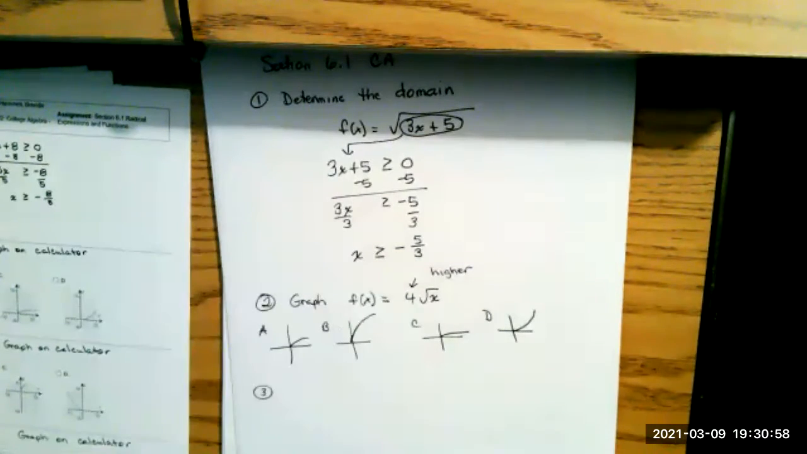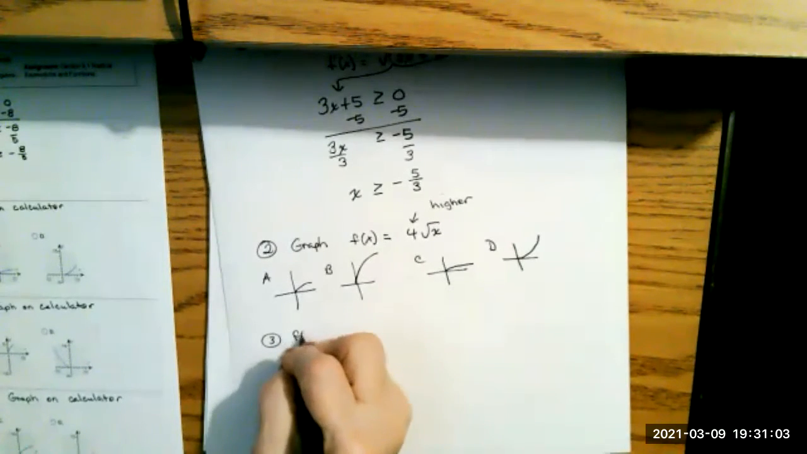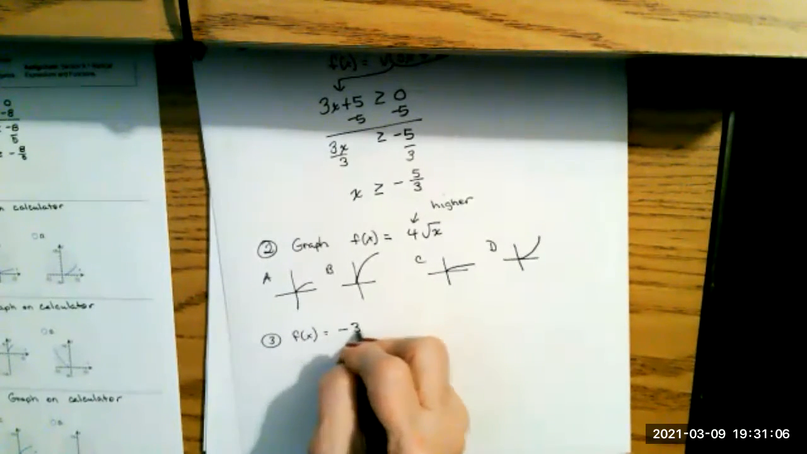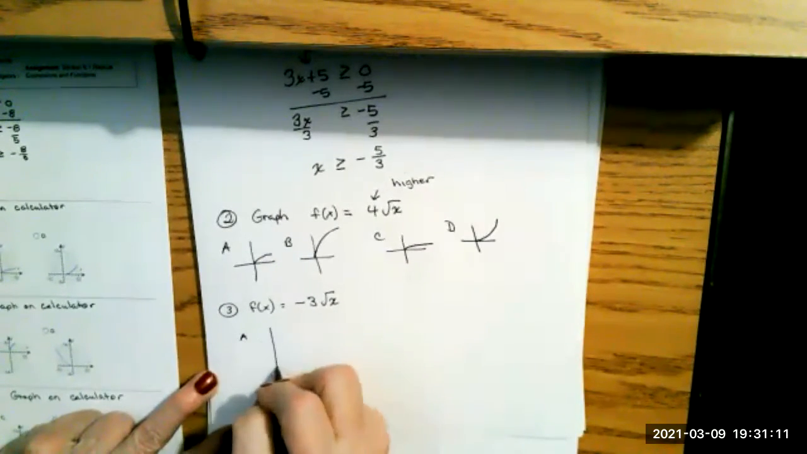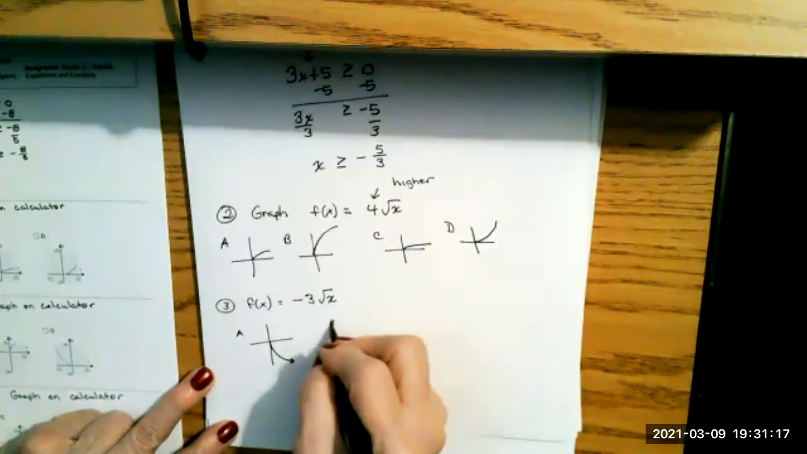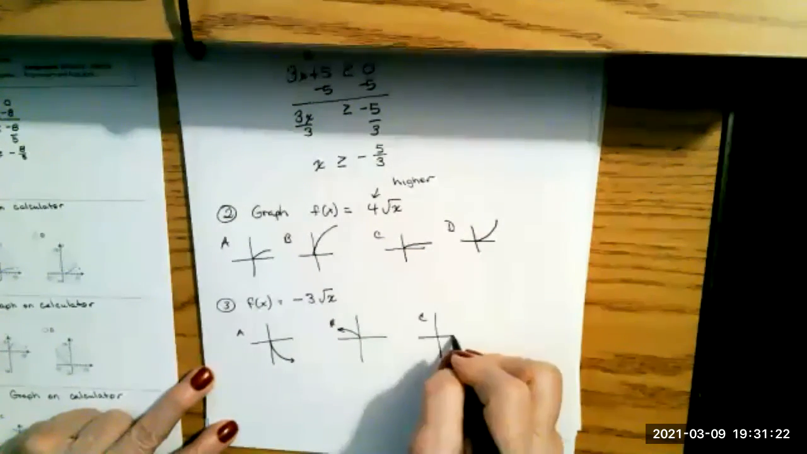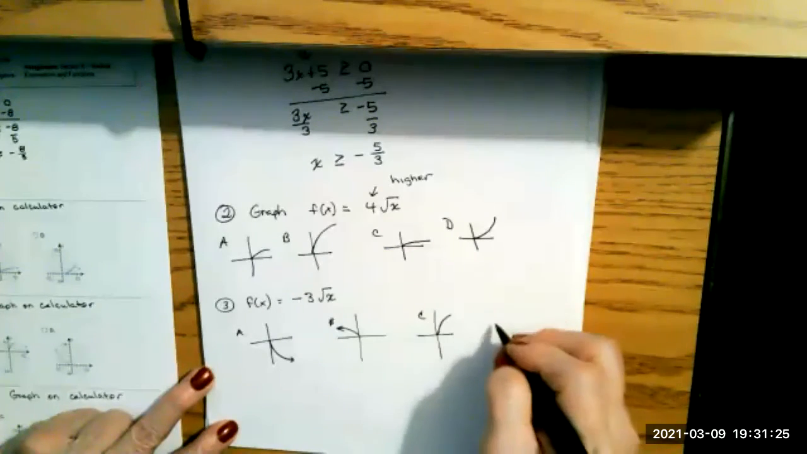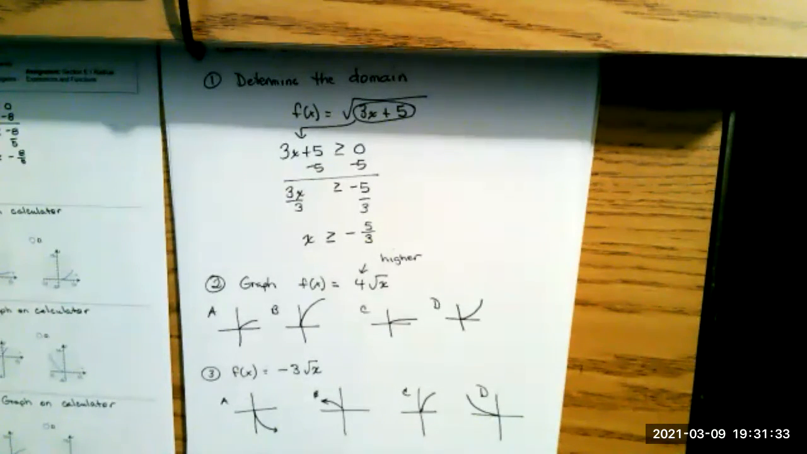Okay. Let's try number 3. Number 3 is f of x equals negative 3 square root of x. And this one, the A, looks like this. B looks like this. C looks like this. And D looks like this. So what you have to do is put negative square root of x in your calculator and see which one it is.